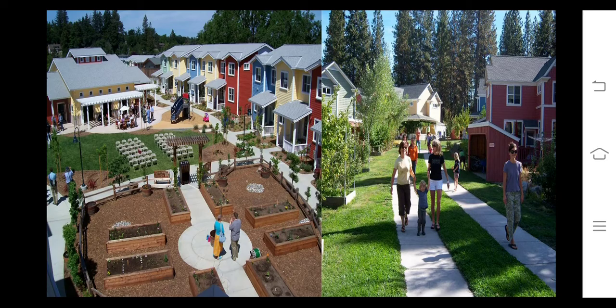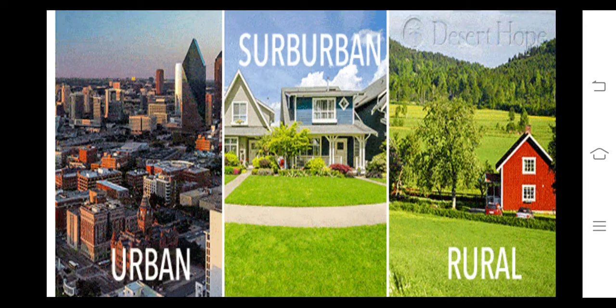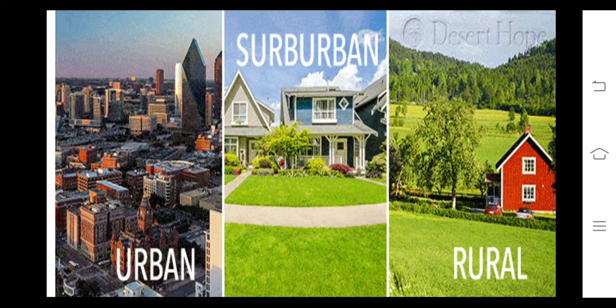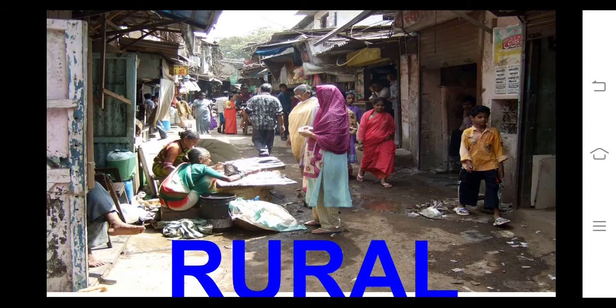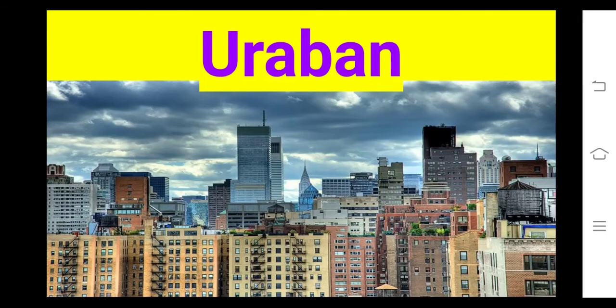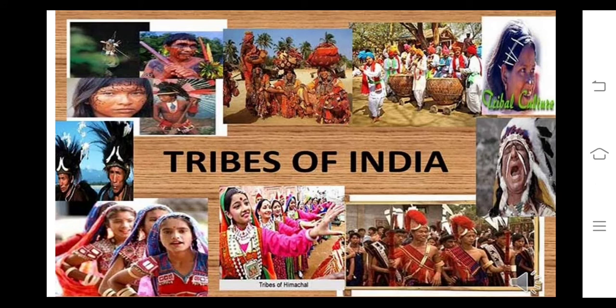Now we will see there are different types of communities. We are going to learn three types of community in this lesson. The first community is rural community. The next is urban community. The next is tribal community.